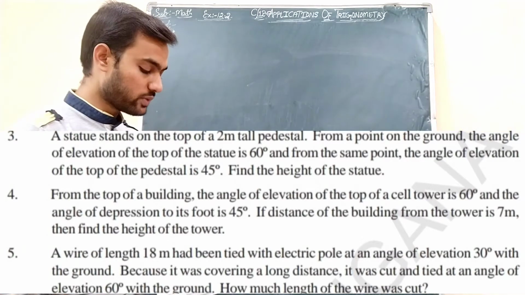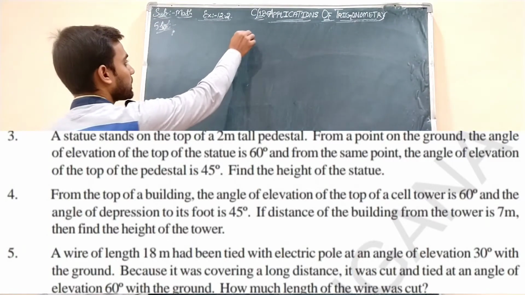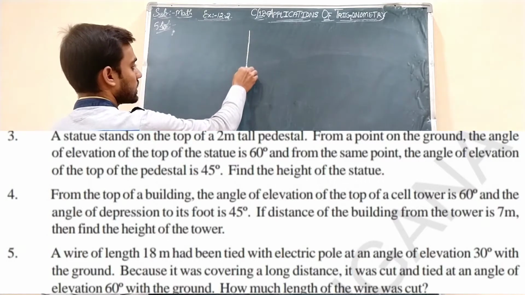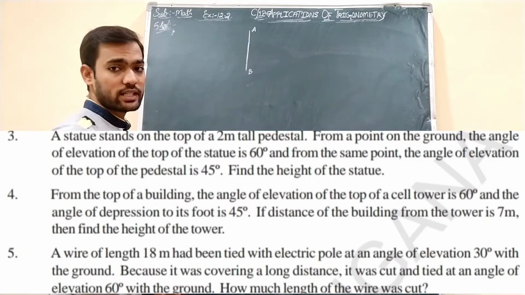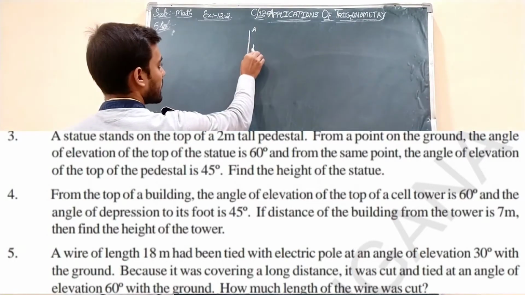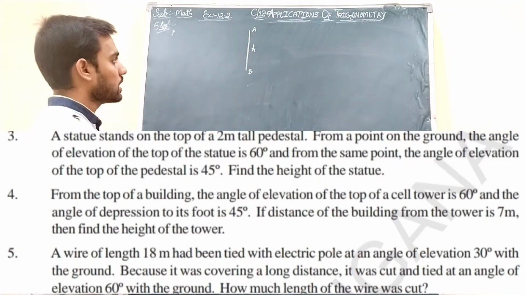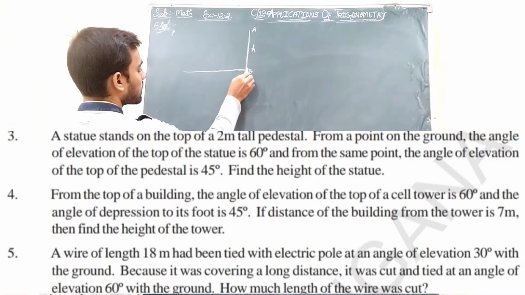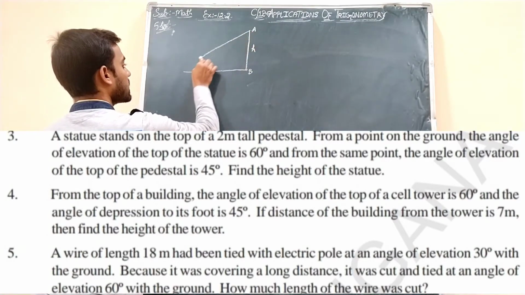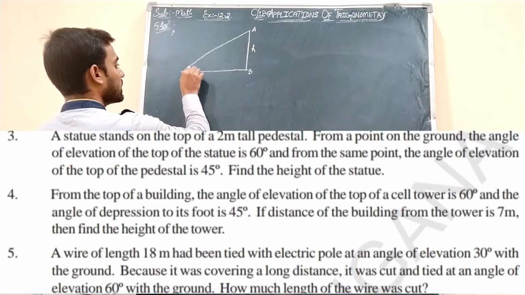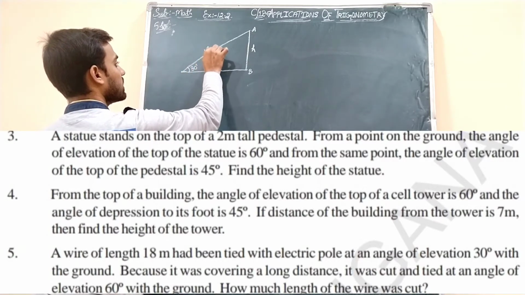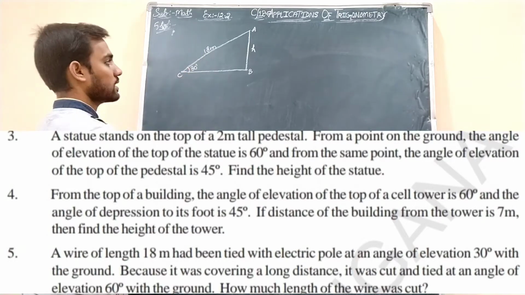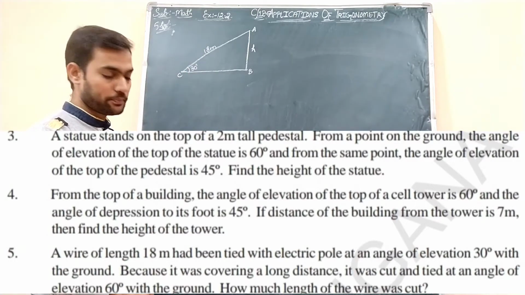So let us draw the diagram. First of all, we will draw a pole. This is solution number 5, students. This was pole AB. Its height is not given, so let us consider this as h. Okay students, so now the wire is being tied to the pole and it is forming a 30 degree angle with the ground. Its length was 18 meters, students. Let us take AC as the length of the wire.